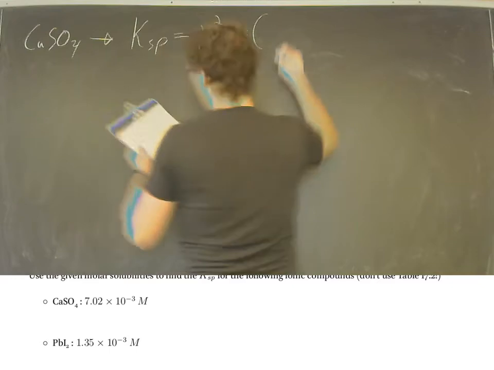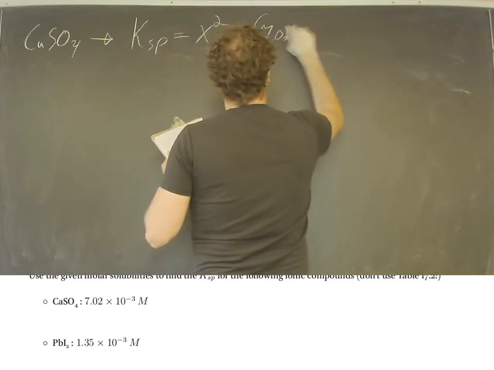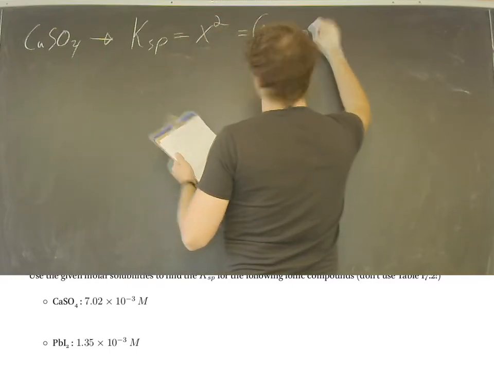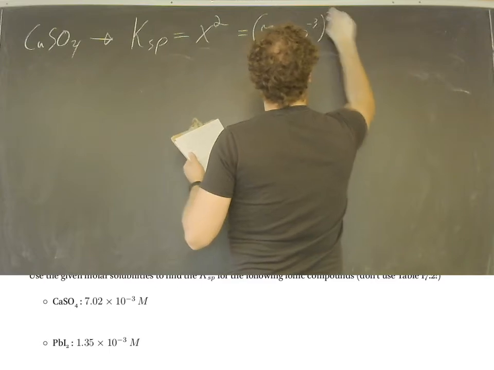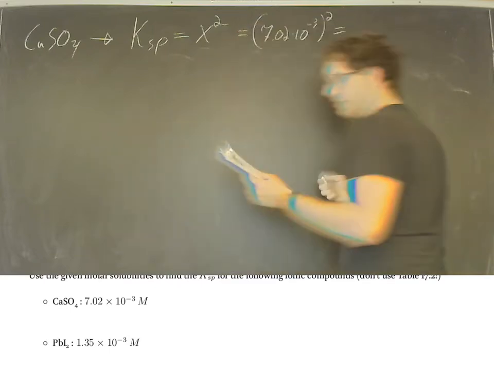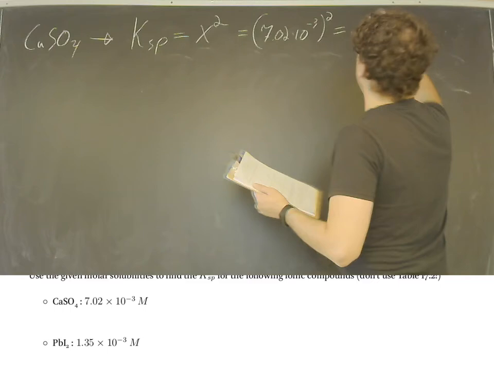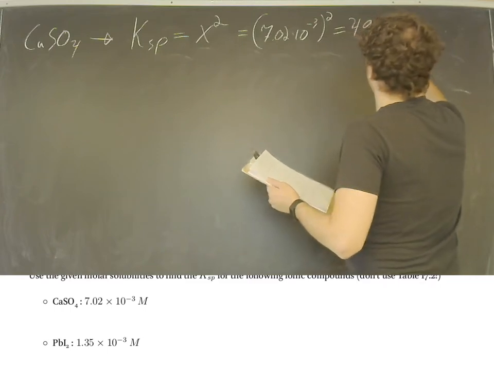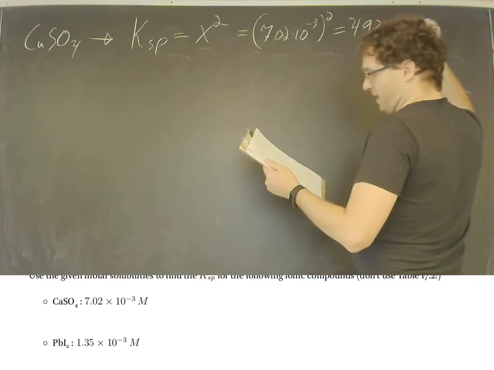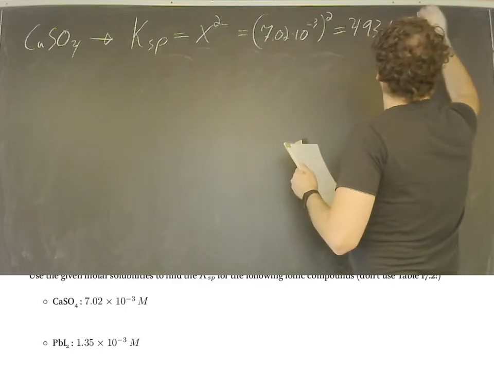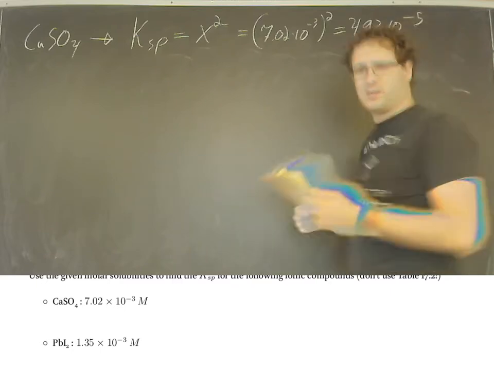So 7.02 times 10 to the negative third squared. And that gives us a KSP of 4.93 times 10 to the negative fifth.